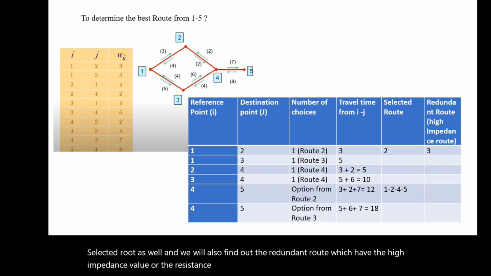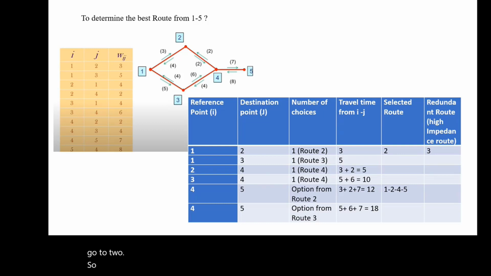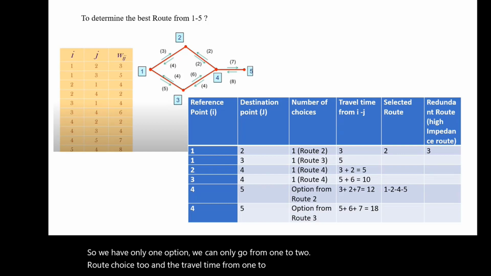For example, if we consider reference point one and we would like to go to two, we have only one option. We can only go from one to two. Route choice two, and the travel time from one to two is 3. So we selected route 2.